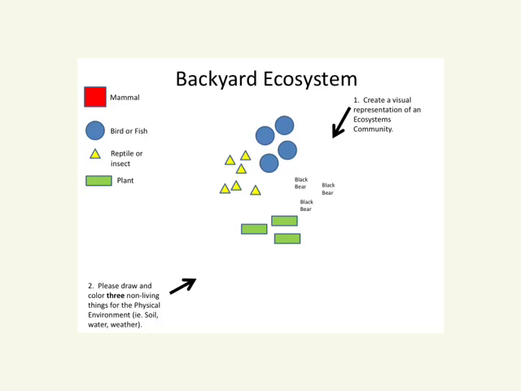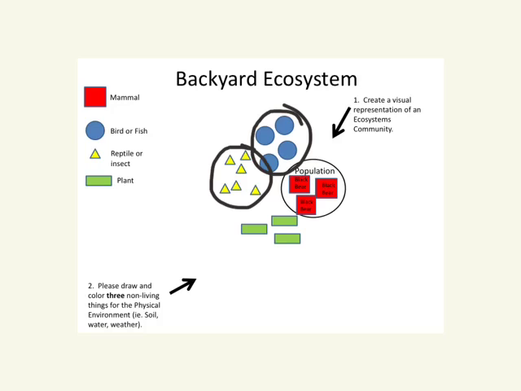So it appears that we are missing the mammals. So we're going to add squares to those. So there you go. I also circled it and said that is one population. Now, on your paper, you probably circled the other ones as well and said that those were also populations, which you should, because these are all populations of their own.